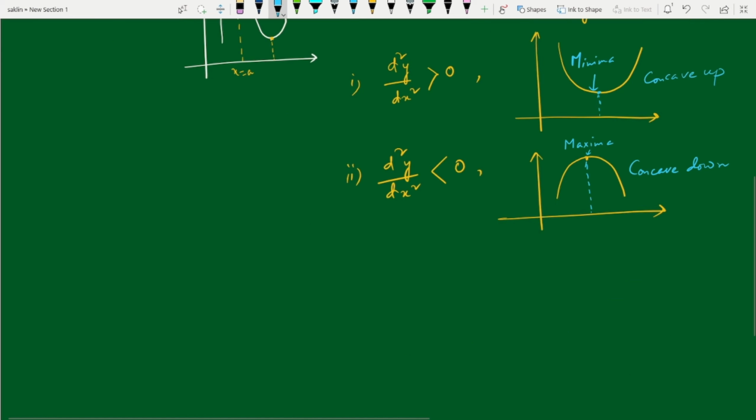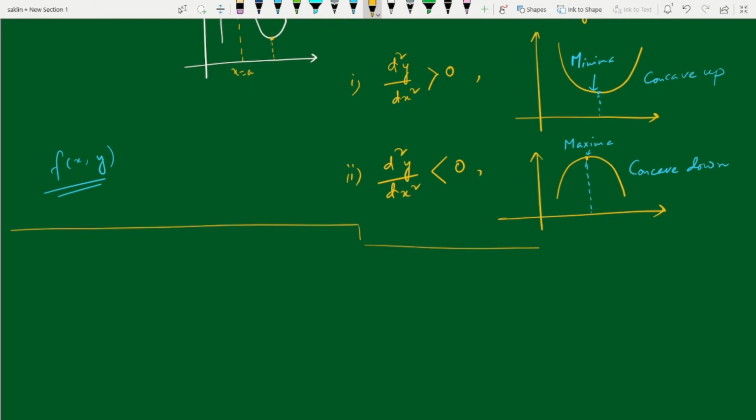Now what if we take a two variable function? How will we find the maxima and minima? Okay, see this, I will show you.